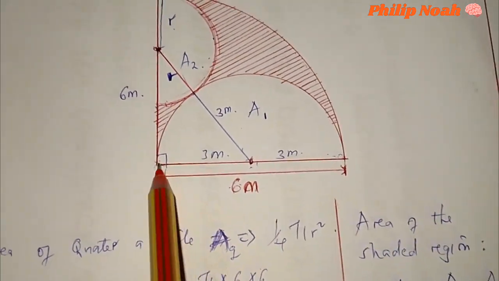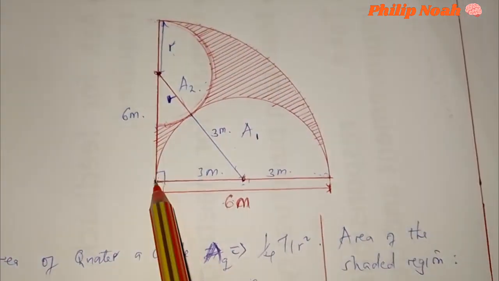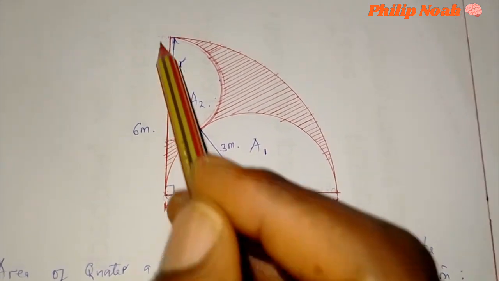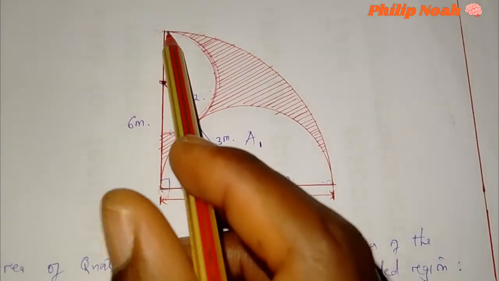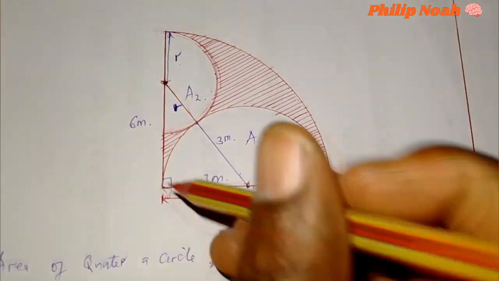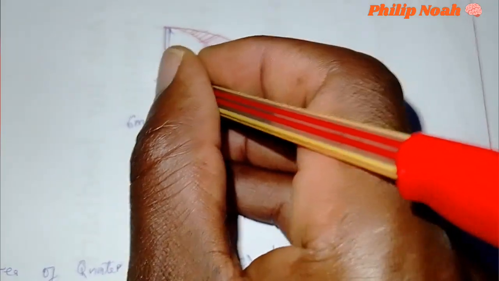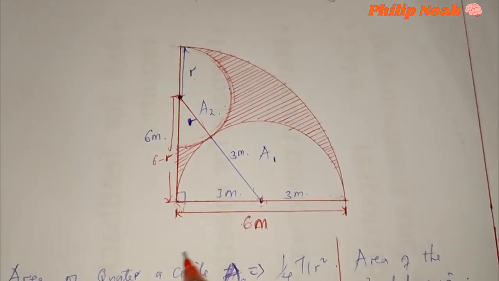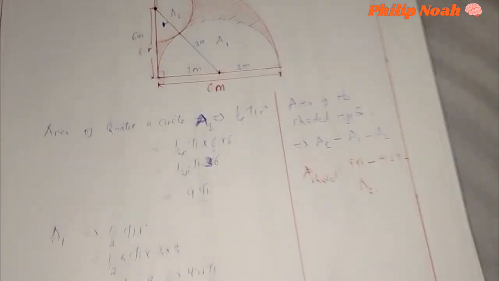Remember, from this point to this point is equal to this from this point to this point. So if from this point to this point is 6 meters, and from this point to this point is r, meaning that from this point to this point is 6 meters minus r. So here it is 6 minus r. So our height will be 6 minus r. Hope you understand. Okay, so first of all, you have to find the value of r, then we solve.